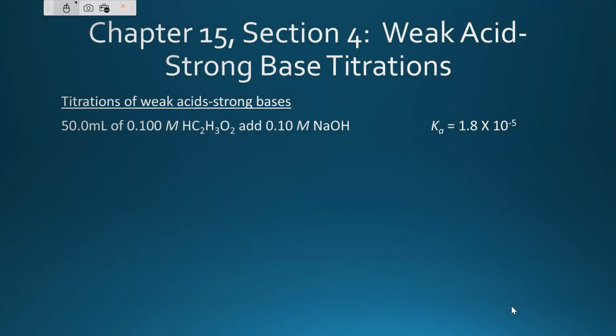Welcome back, everybody. This is AP Chemistry. This is Unit 9, Section 4. In the last section, we were taking a look at how strong acids and strong bases, when mixed together, are affected in a titration. This unit, as you can see, is about weak acid and strong base titrations.